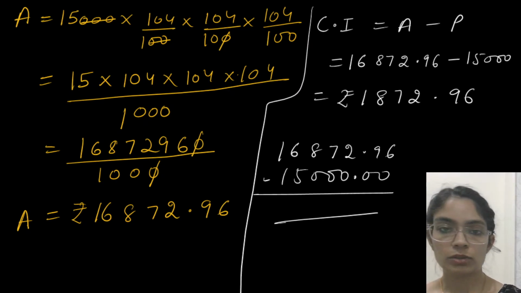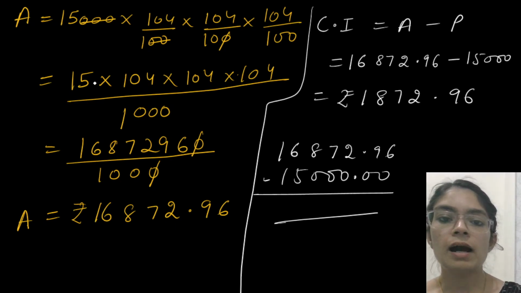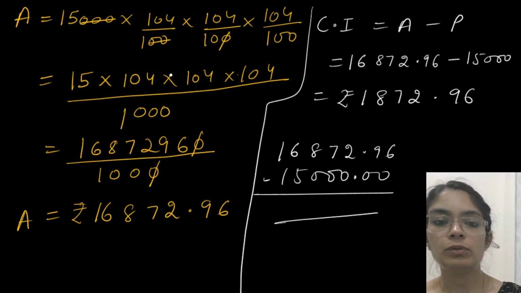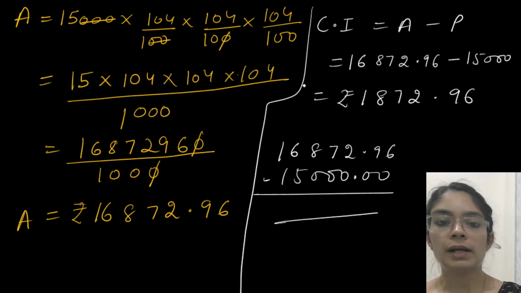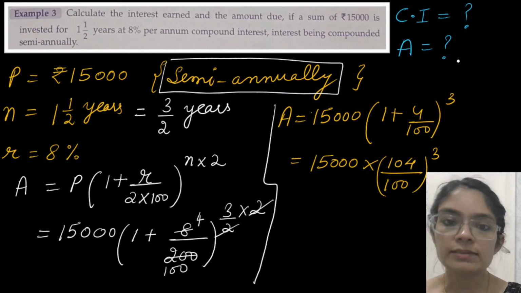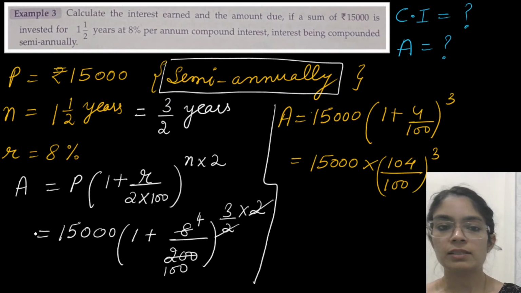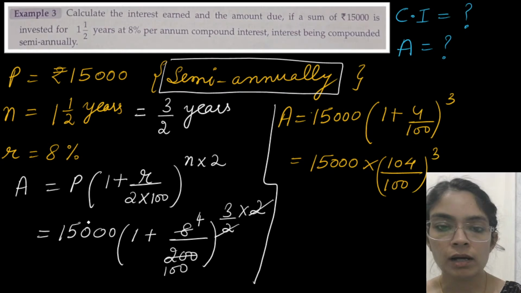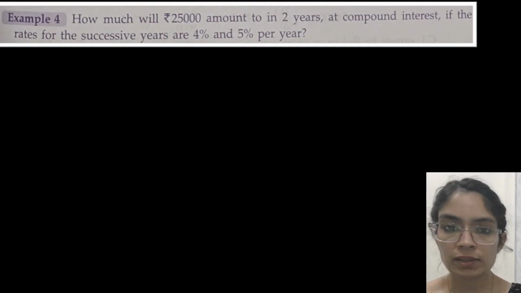You can see questions are a bit lengthy, especially if the question is half yearly. But I have told you a way how to do it: just do multiplication and then convert into decimals. It will be easy. That's what we had to do in this question: compound interest and amount we had to find. Principal, time and rate were given to us. We applied the half yearly formula of amount and found its value, then we calculated compound interest. Let's do the next question, question number 4.